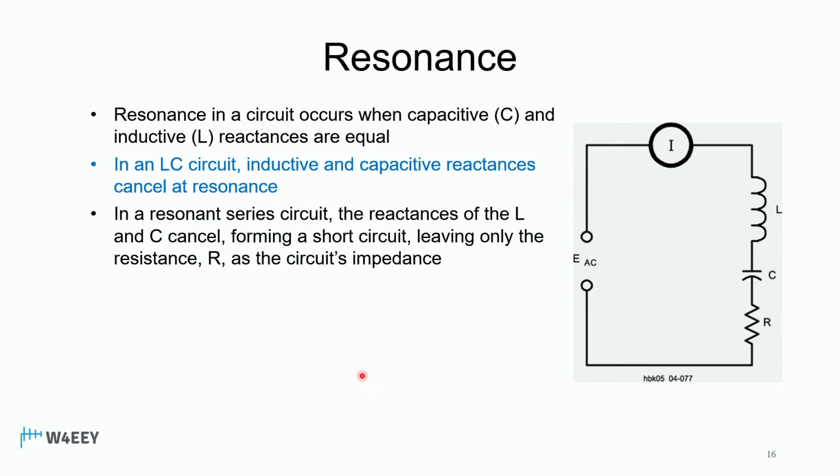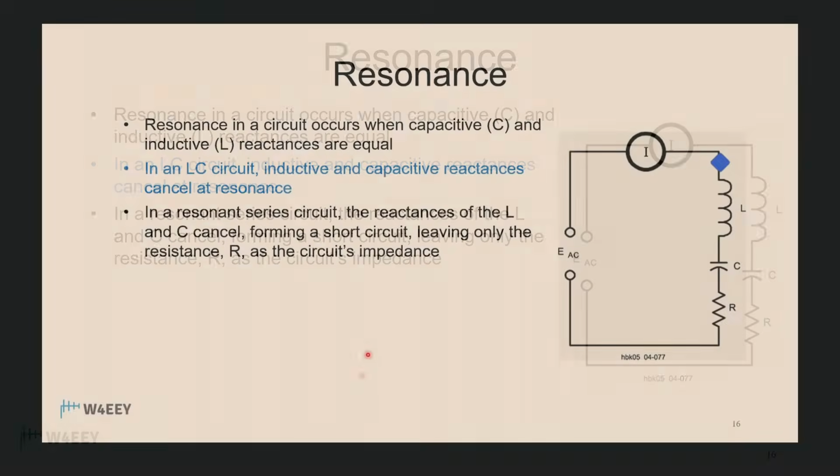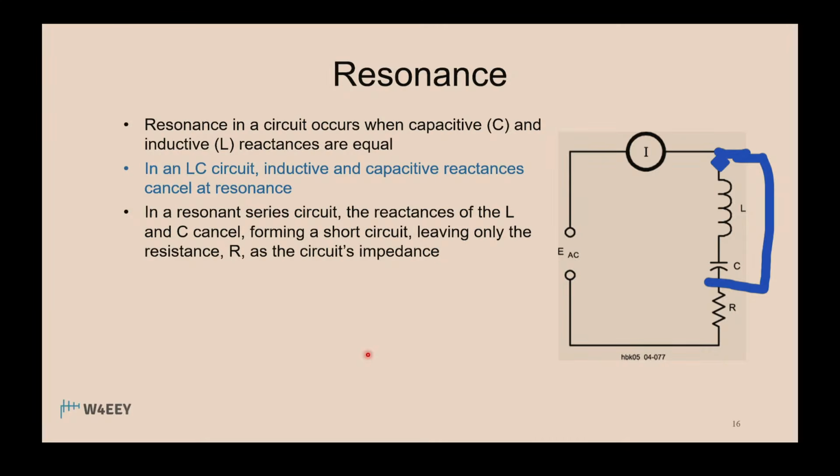So in a resonant circuit, the reactances of L and C cancel, forming a short circuit, leaving only the resistance R as the circuit's impedance. And I can kind of illustrate that for us here. I'm going to draw from the top of the coil. There we go. So we're going to make a connection here. They cancel. It becomes 0 ohms resistance. So the only thing in the circuit happens to be the resistor. So we would have maximum current through this circuit when we reach the point of resonance. Seems very, very odd, doesn't it?